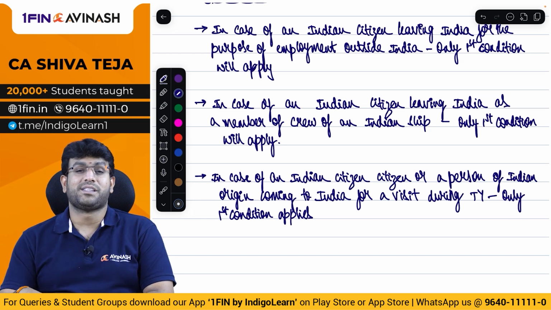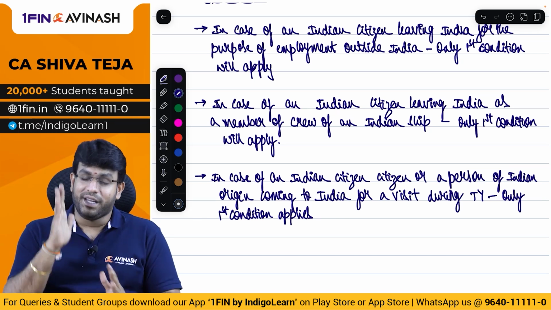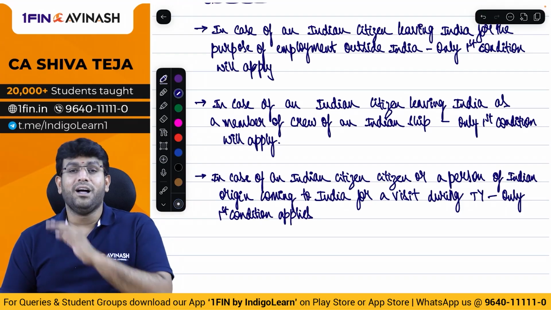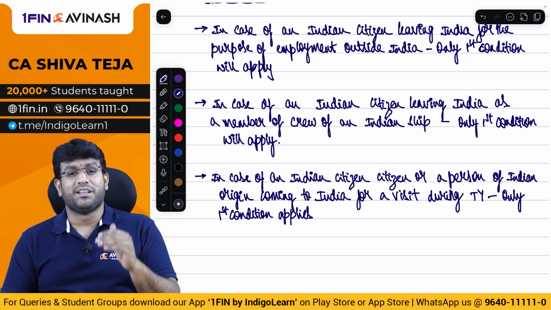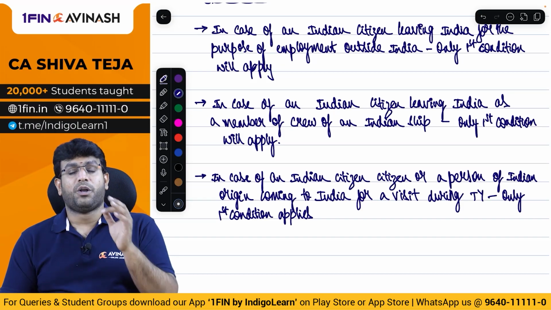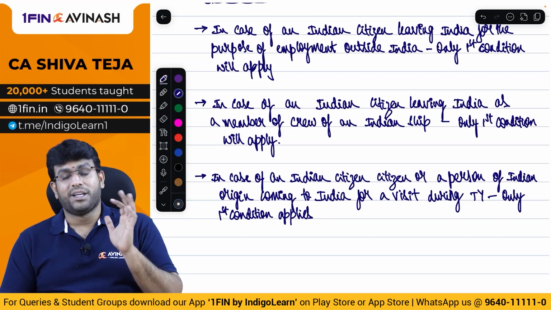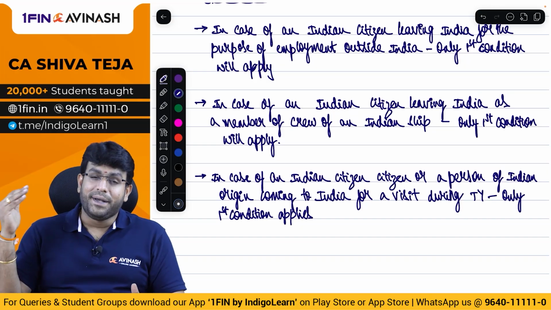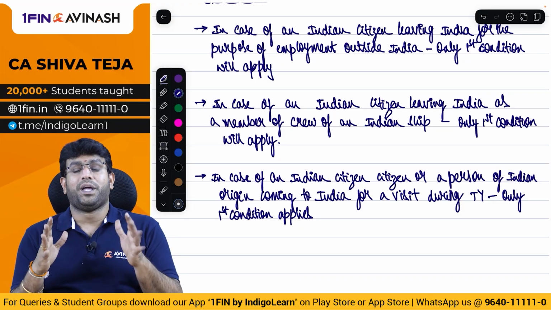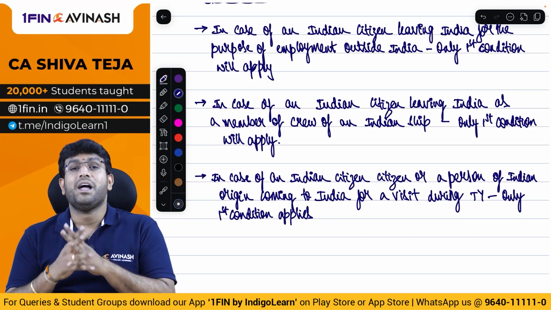And what are three special cases, my dear friends? Come on. First one, Indian citizen leaving India for the purpose of employment outside India. Second case, Indian citizen leaving India as a member of crew of an Indian ship. Third case, Indian citizen or a person of Indian origin coming to India for a visit during the tax year.